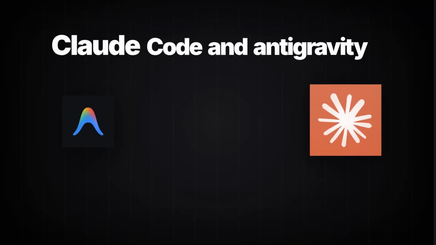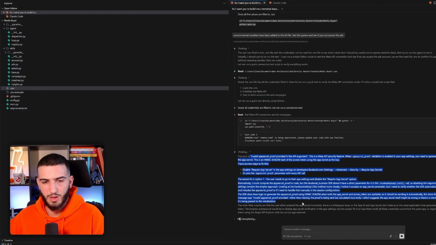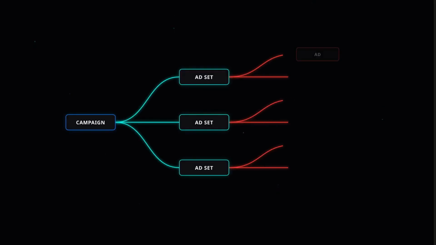In this video, I'll be showing you how you can use Claude Code and Antigravity to automate different things within your fulfillment process. We'll be going over a live build where we're actually going to create a media buyer for your agency that has direct access to your ad account and can do different things like create different campaigns, create ad sets, create individual ads, and actually overview the data within your ad account. I'll be showing you the whole thing from scratch.